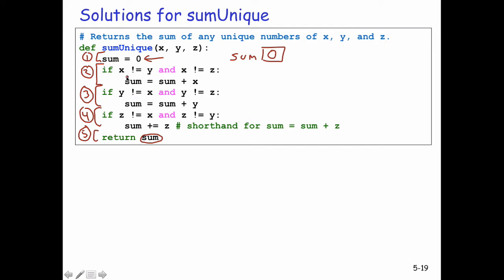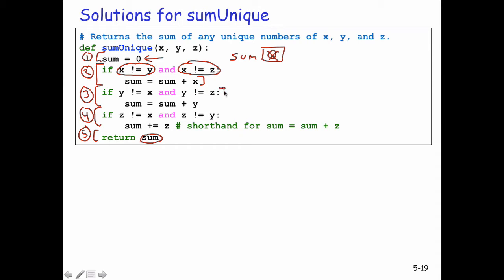So how do we determine if a number is unique? Well, for instance, let's take a look at x. To determine if x is unique, we make sure that x is not equal to y and x is not equal to z. If that's true, then x is unique. And what are we going to do? We're going to change sum to be whatever the value of sum plus x is. And so we would change sum now to be x.